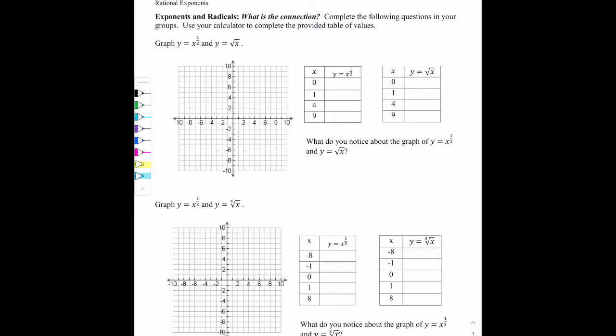So you're going to see two graphs. Each have two equations. You will graph the same equations on the same grid, so you'll have two things. You have two tables to fill in, and then underneath the tables, there are questions on what you notice.